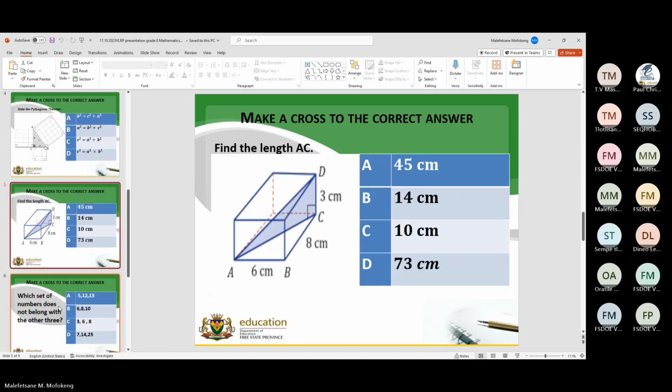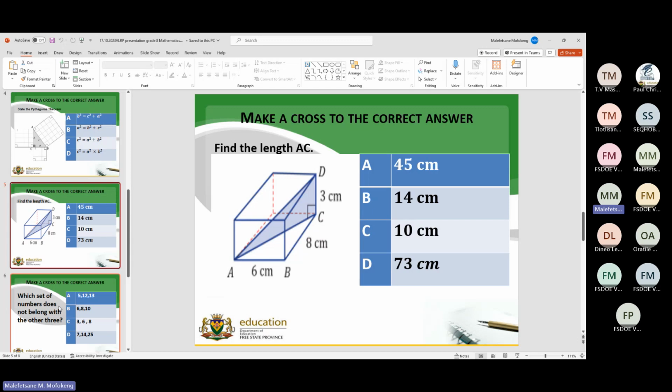Moving on to the other questions. Make a cross on the correct answer. Find the length of AC. Here you must look at this object, which looks like a 3D shape. Look at the dimensions. From A to B, it measures 6 centimeters. From B to C, it measures 8 centimeters. And C to D measures 3 centimeters. Look at our right angle. Our right angle is ACD.